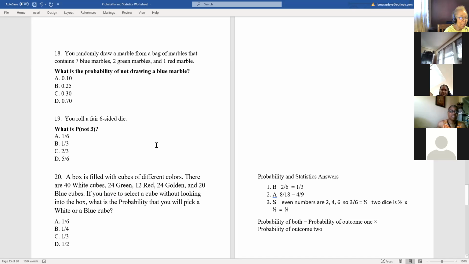Vanessa, it was not a 3. That means maybe a 5 and a 6. 5 over 6, that's right. It would be D. The probability of not a 3. You got it, Michelle? Yes, 5 over 6. That's right, because if a 3 is 1 over 6, and 1 over 6 from 1 is 5 over 6. The probability of not a 3 is 5 over 6. You got that one right.